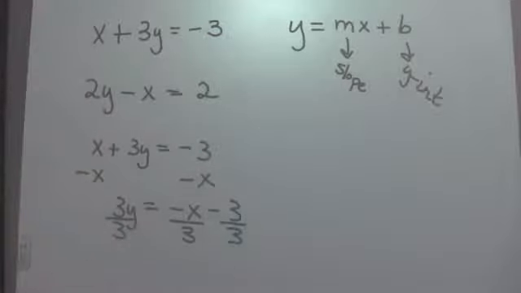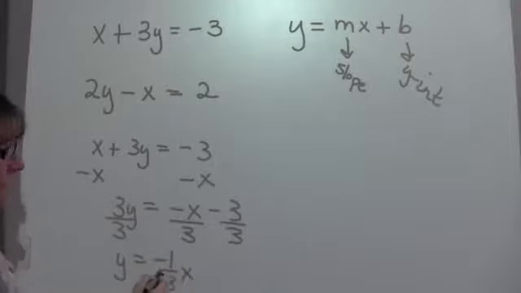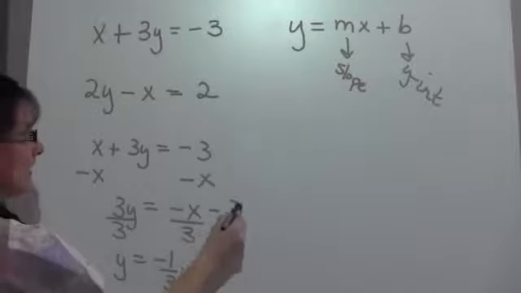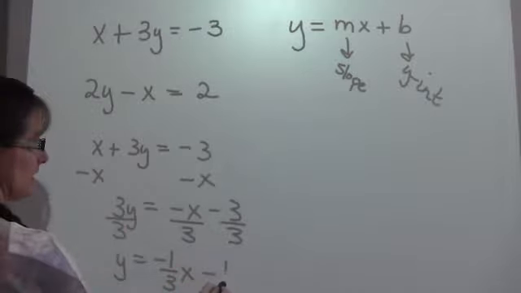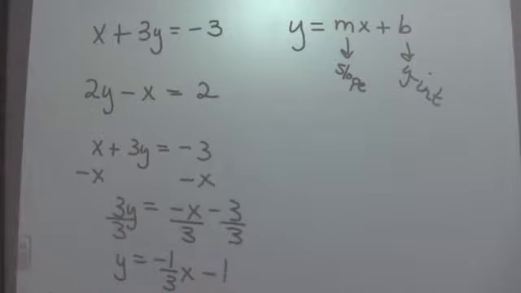And so to put this in slope-intercept form, I would have y equals, because 3 divided by 3 is 1, leaving me with 1y, equals, how many x's do you see here? You see 1x. So that's a -1 over 3x. And then -3 divided by 3 is a -1. So in slope-intercept form, this line would hit the y-axis at -1 with a slope of -1 over 3. That's down 1, right 3.